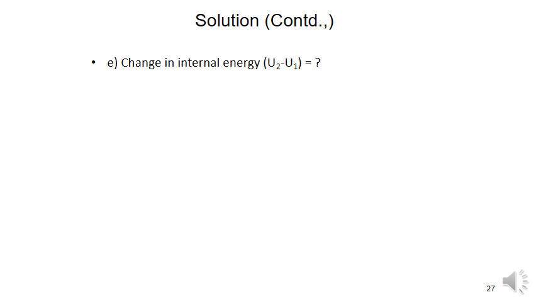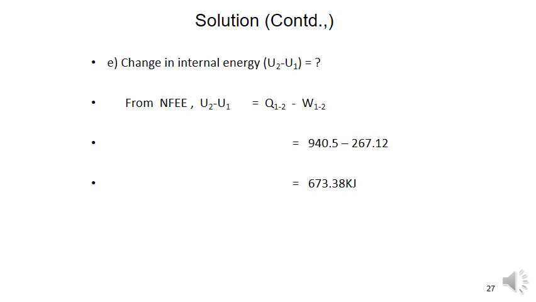Change in internal energy. Change in internal energy is nothing but dU. So dU is equal to dQ minus dW. Already we got the dQ value and dW value. Simply substitute the dQ value and dW value, we will get the internal energy, that is 673.38 kilojoules. That is the problem. They asked about the work done, heat and the internal energy.